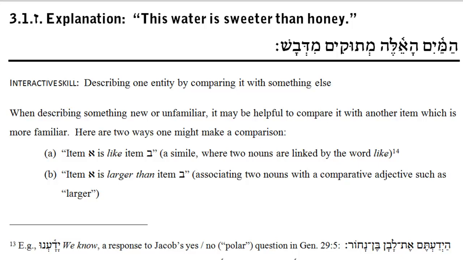When describing something, at times it's useful to know how to compare it with something else. In this segment, you'll learn how biblical writers do that. We'll be exploring two sorts of comparisons. One with a simile, where item aleph is compared to item beit by saying that it is like it. The second avenue will be with comparatives, adjectives such as larger or smaller or hotter or colder, where item A is compared to item B with a particular adjective.